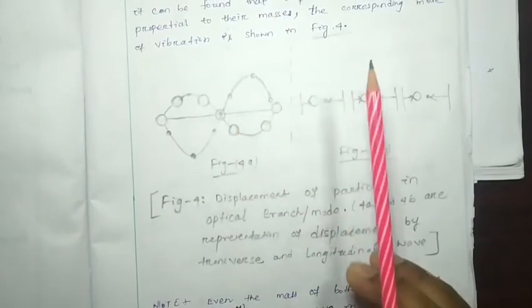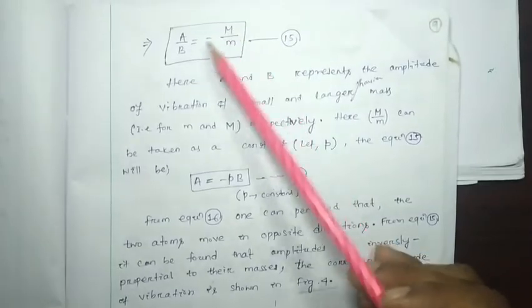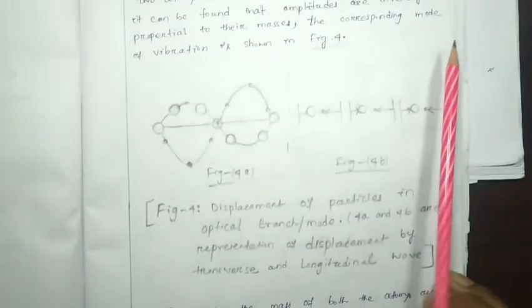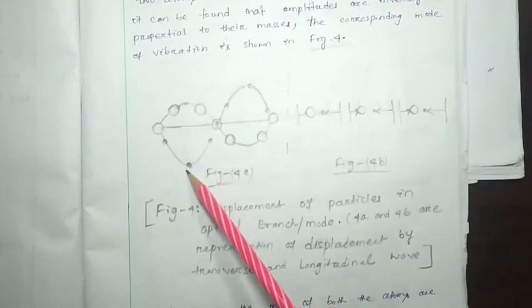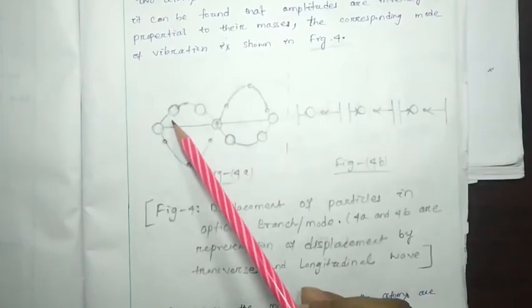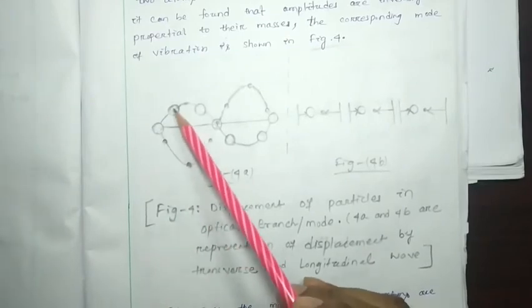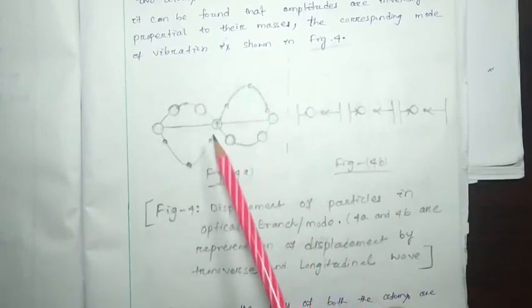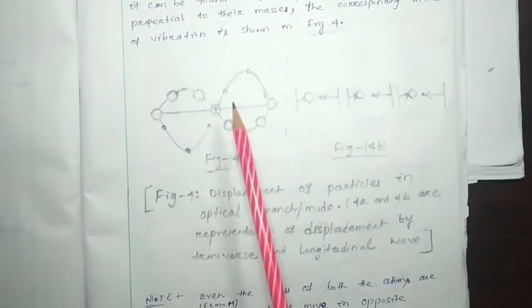Okay. Here you can see that as mass increases, amplitude decreases, or mass and amplitude are both inversely proportional to each other. So you can see if the larger mass is moving in this direction, the smaller mass will move in this direction, and the larger mass will have the smaller amplitude as compared with the smaller mass. So this will be the motion or vibration for the diatomic lattice, the linear diatomic lattice, in the optical branch.